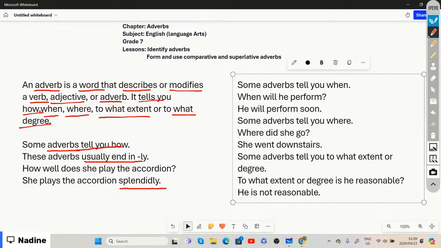And then we have some of our adverbs that will tell us when, right? For example, when will he perform? That is now the question that's being asked. When will he perform? And then we can say, he will perform soon. So soon is an adverb that basically tells us when.